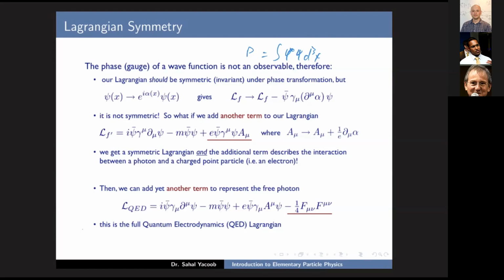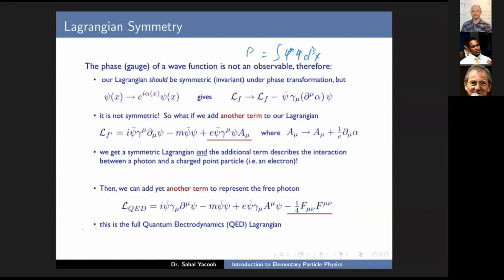So when we test this, you take every place there's the wave function, add e to the i alpha to the wave function, plug that into your Lagrangian, and you see that your Lagrangian changes. Your initial Lagrangian minus an extra term. So there's an extra term. That's not symmetric. That's not cool. We don't like that. So we add an extra term to the Lagrangian to account for this.